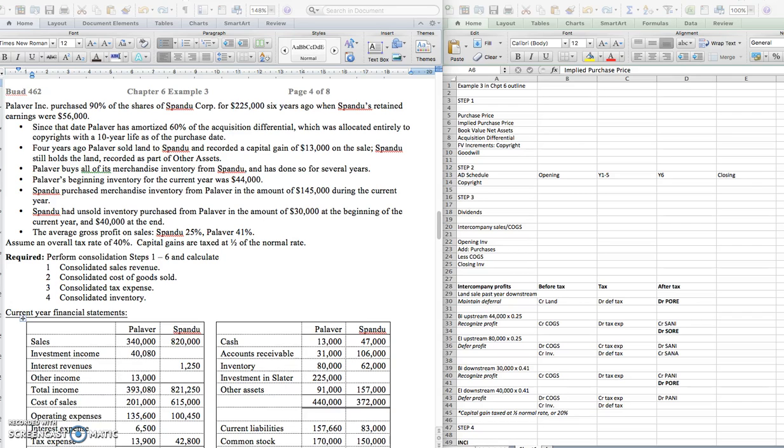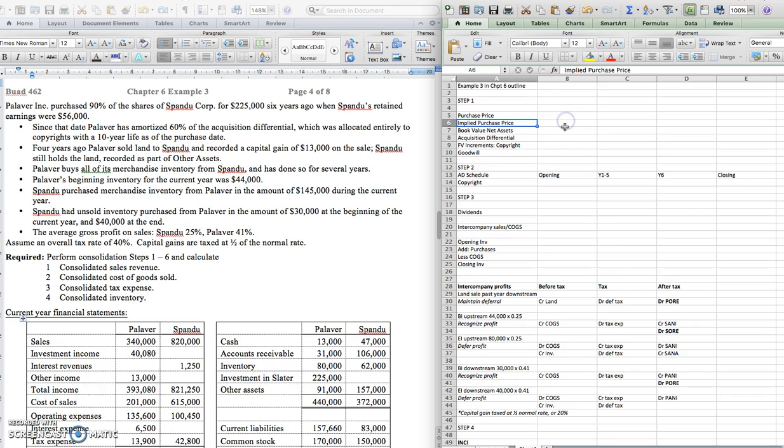So this video is going to walk you through Chapter 6, Example 3 in the outline. Let's head over to Step 1, and as you'll notice, on the left-hand side of the screen, I've actually included the question, so we can see where some of these numbers are getting pulled from. So, purchase price. It is stated right here, it was $225,000. So let's enter that in.